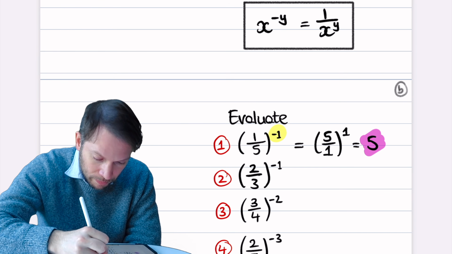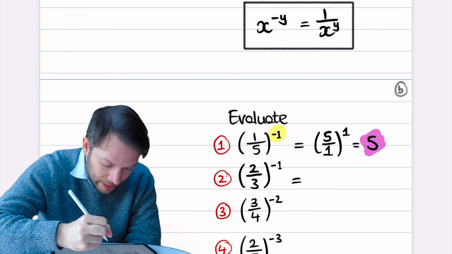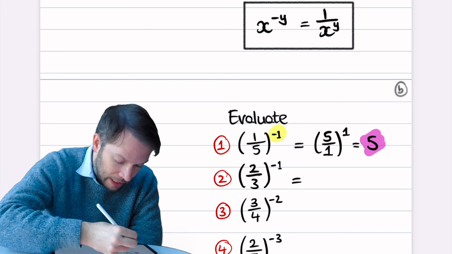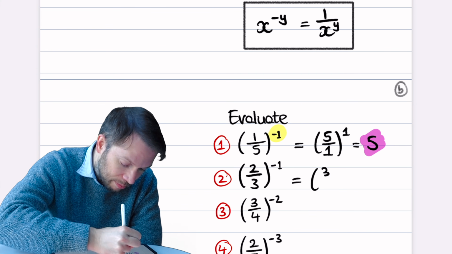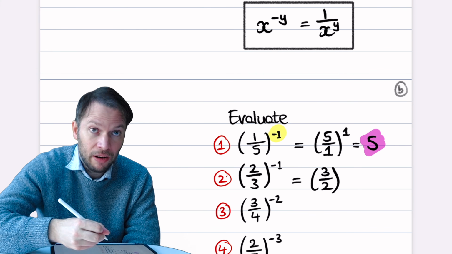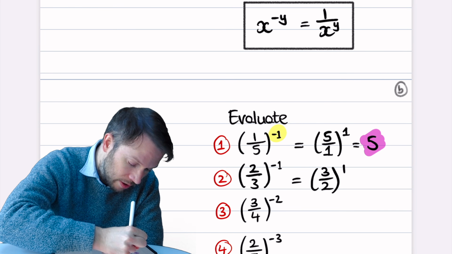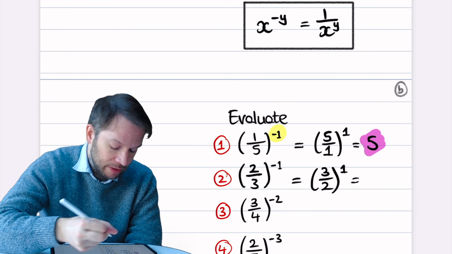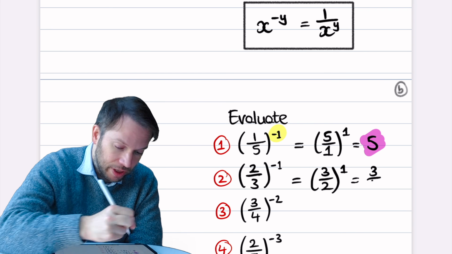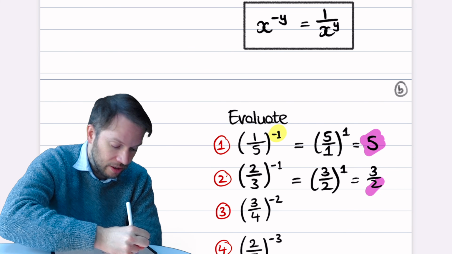What about the second one? Again, because we've got a fraction to a negative power, we flip the fraction, we reciprocate the fraction, and now instead of a power of -1, we have a power of 1. And then anything to the power of 1 is itself, so we get 3 over 2. So that is the second answer.